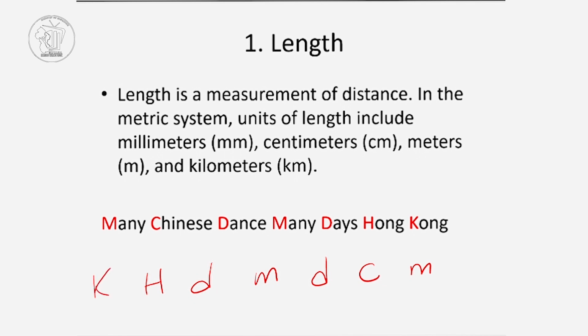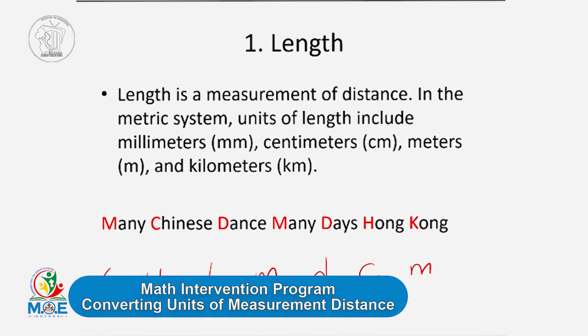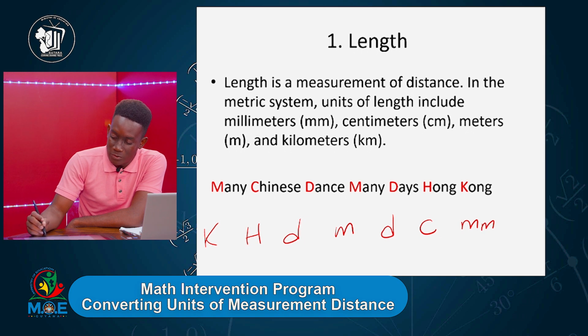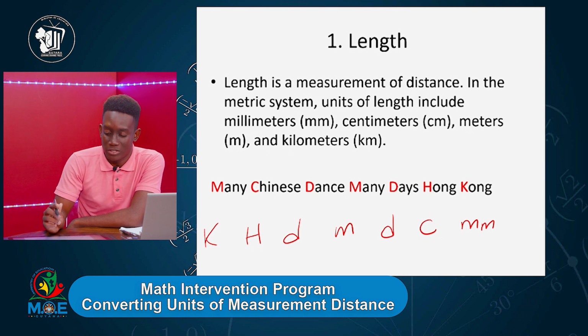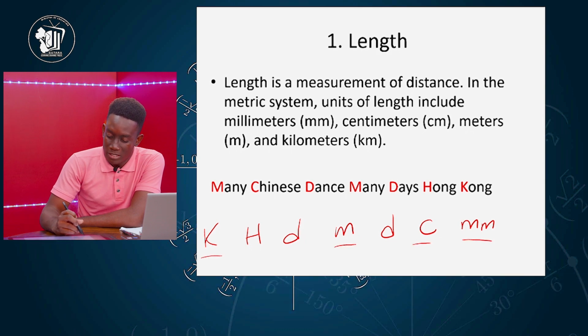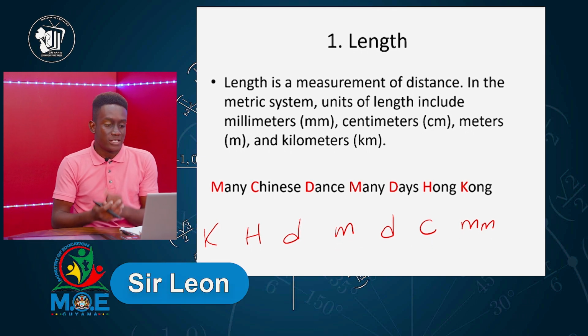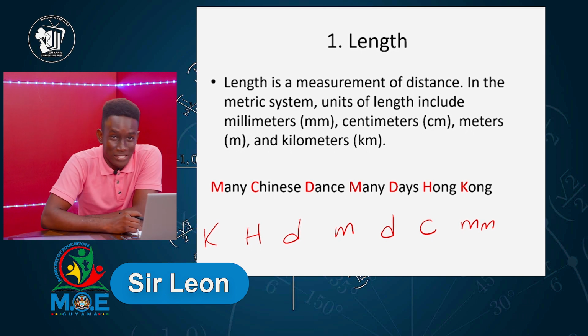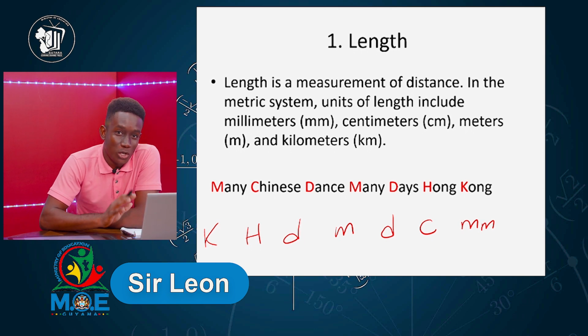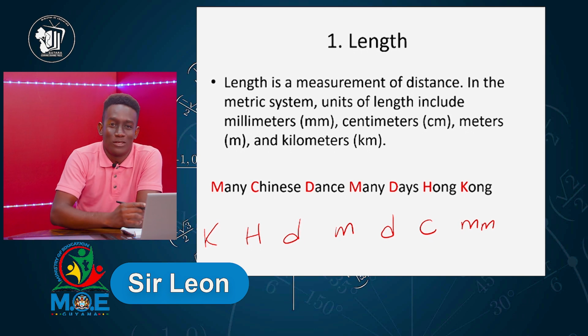So we write this from the back to the front. So the first M would be mm, Chinese, the C would be cm, the D would be decimeters. We don't really use that. The M in the middle would be meters. This here would be decameters, and the H would be hectometers, and the K would be kilometers. The main ones that we use to measure length would be mm, cm, meters, and km. And the others are just there for placeholders because you don't really measure using those. So this is the mnemonic: many Chinese dance, many days Hong Kong. And I'll show you how to use this mnemonic to convert between any units of length.